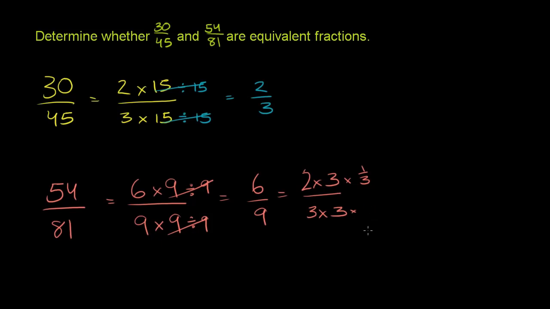Actually, let me write divide by 3 for now. I don't want to assume you know how to multiply fractions, because we're going to learn that in the future. So we're going to divide by 3. 3 divided by 3 is 1, and you're left with 2/3. So both of these fractions, when you put them in simplified form, both end up being 2/3. So they are equivalent fractions.